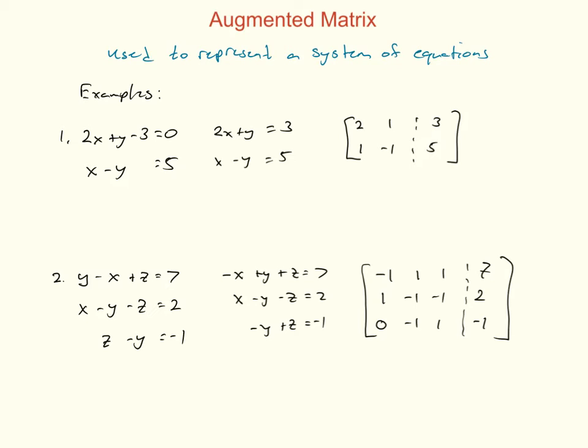Now when you look to the left of that dashed line, this portion right here, that's called the coefficient matrix, and this would be like the solution matrix. Here's the coefficient matrix, and there's the solution matrix.